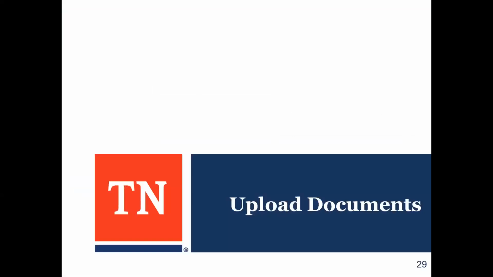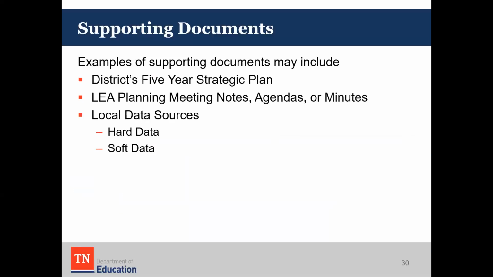Districts will have the option of uploading documents that support their planning cycle. Examples of supporting documents may include the district's 5-year strategic plan, the LEA planning meeting notes, agendas, or minutes, and any local data sources, hard data or soft data, that the district planning team feels has driven the district plan in the creation and implementation of that plan.